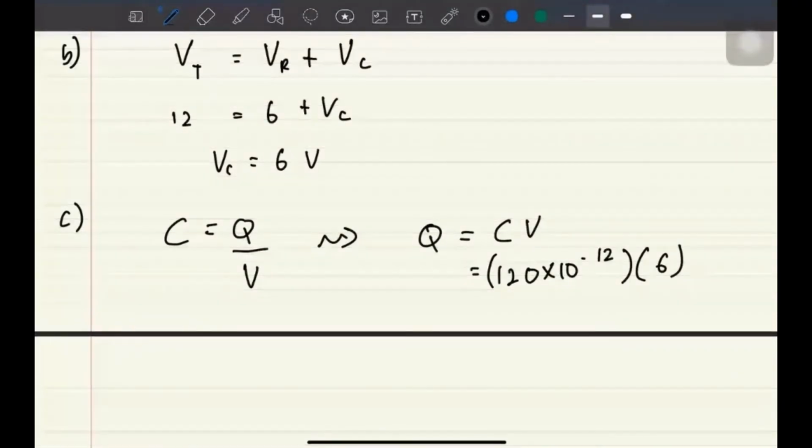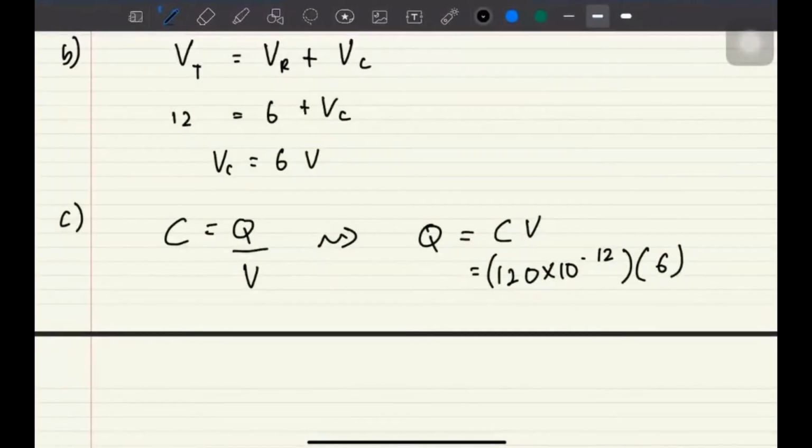Okay. So kalau kamu try to solve this one, you should get 7.2 times 10 negative 10 Coulomb. Dapat tak? Okay. So this will be the answer for question C lah.